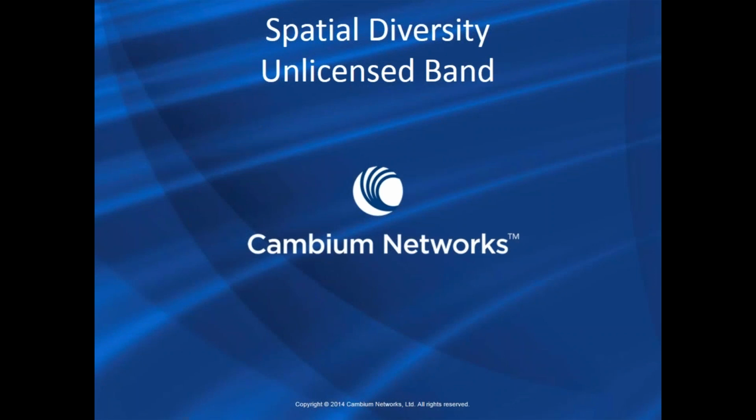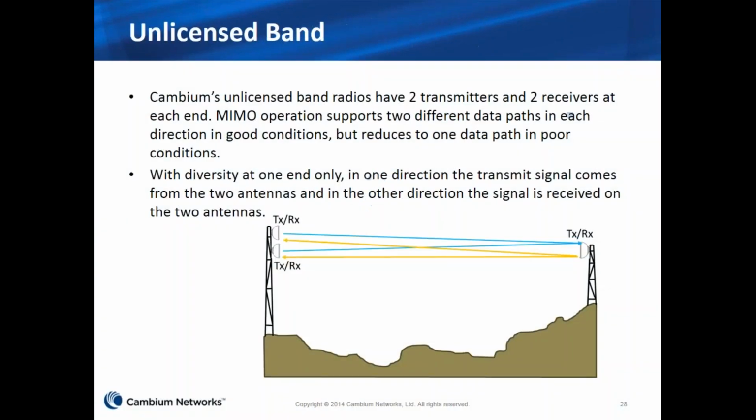So now we'll finish off by taking a look at unlicensed band. This is where we've obviously made a few changes in recent releases. So the unlicensed band radios are TDD radios and use 2x2 MIMO. So we have 2 transmitters and 2 receivers at each end of the link. The MIMO works to provide dual payload, i.e. 2 different data paths in each direction when the link conditions permit, but drops to duplicating the same data on both paths, giving only 1 data path in each direction when the link conditions degrade.